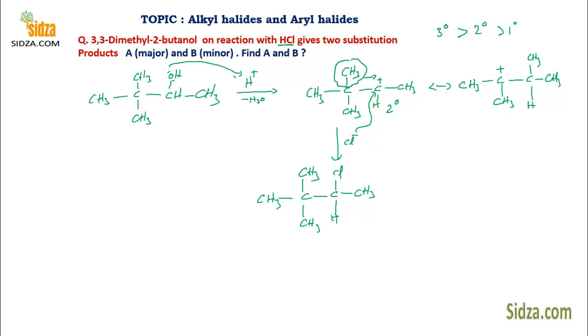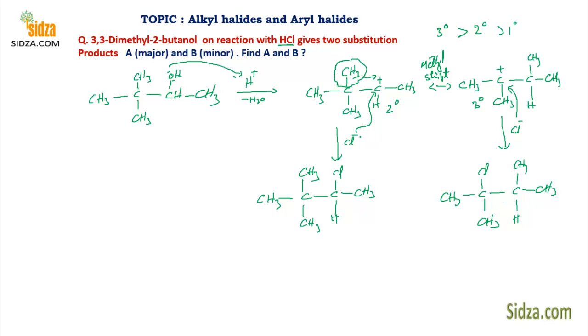Now see, this particular carbocation is a tertiary carbocation. This is a 3-degree carbocation, so this is more stable. So the secondary carbocation shifts to the tertiary carbocation due to the methyl shift. And now when the nucleophile Cl negative attacks it, you get another product: CH3, CH3, Cl here, CH3 here, H is here, and the CH3 is here.